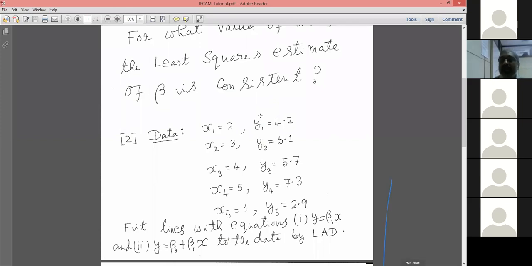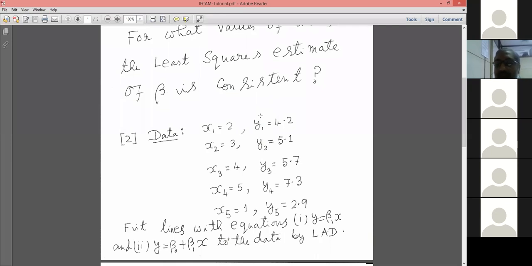So as you do your calculation, can somebody tell me what are the things that you have to calculate here for the first problem, when you are fitting y equal to beta 1 x? So we have to estimate beta 1 hat. Yeah. So what do you have to calculate? So we need to estimate beta.